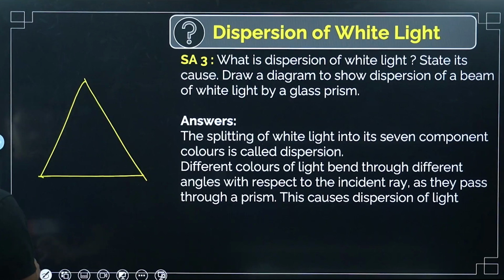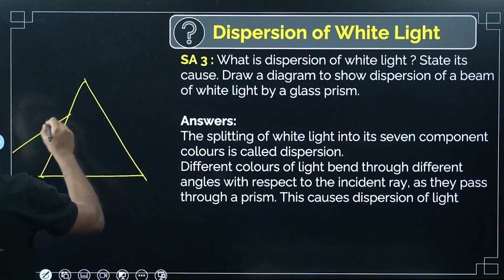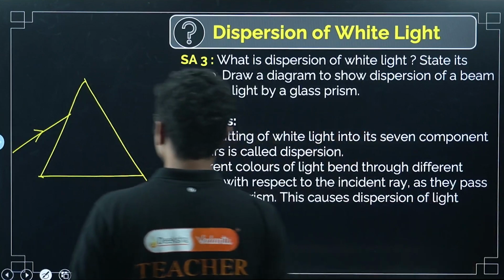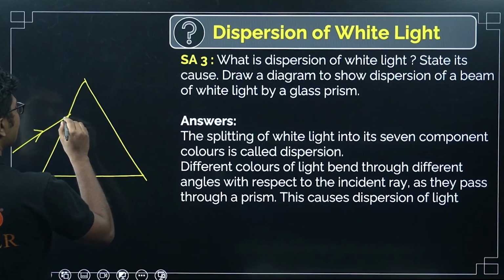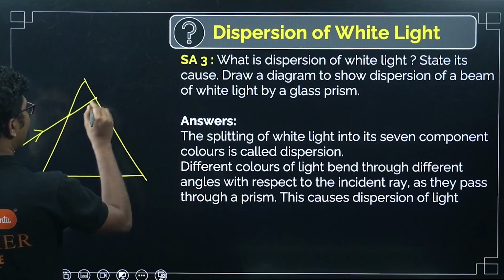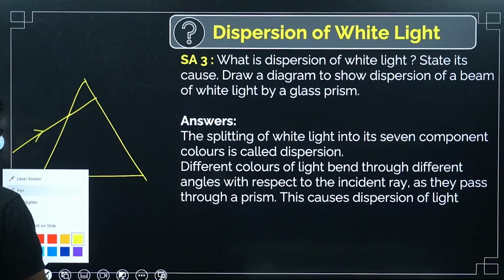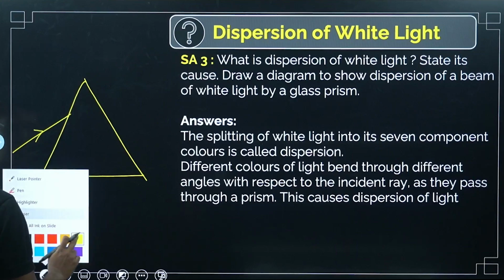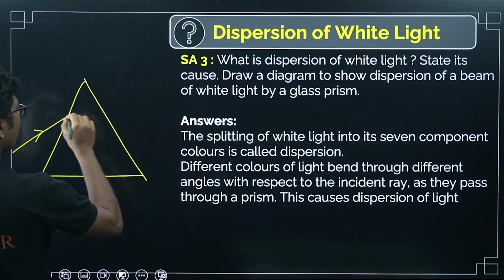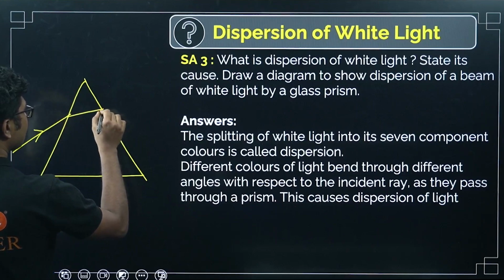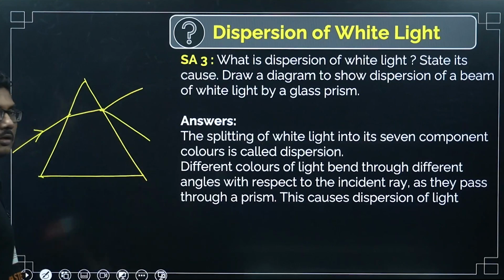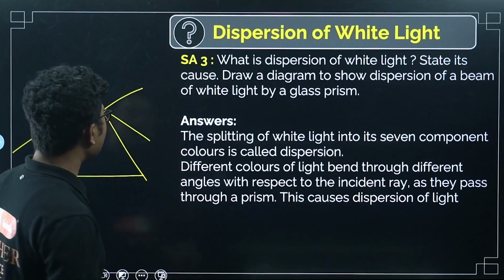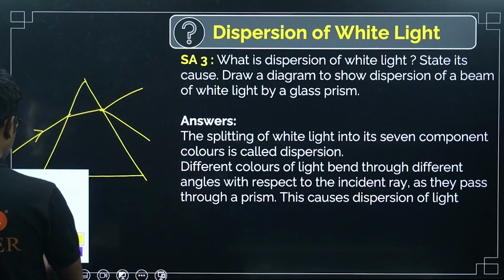Okay, and remember that while drawing in the exam, you don't need to use color pencils to show all the colors. You will use your regular pencil, but you need to be careful that the color starts breaking up inside the prism itself. Many students draw it like this, they mention 7 colors and they mention VIBGYOR, but that is not correct.